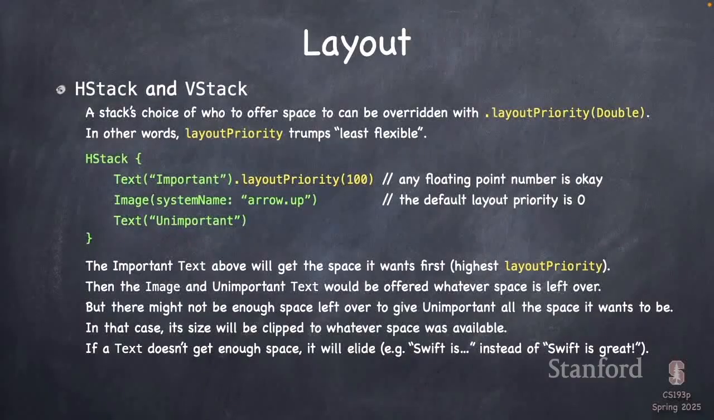That one will get priority, and it will be the first one offered space. You see? So in this case, I've got a text, an image, and another text. One of the texts is really important that I see the whole thing. And if I'm space constrained or I can't fit all these three things, what happens then?